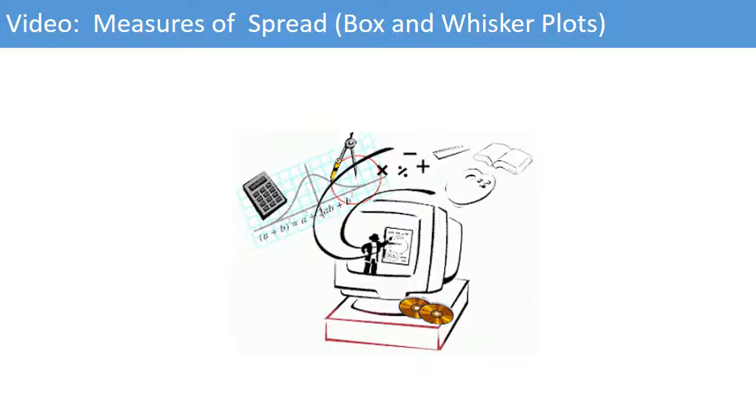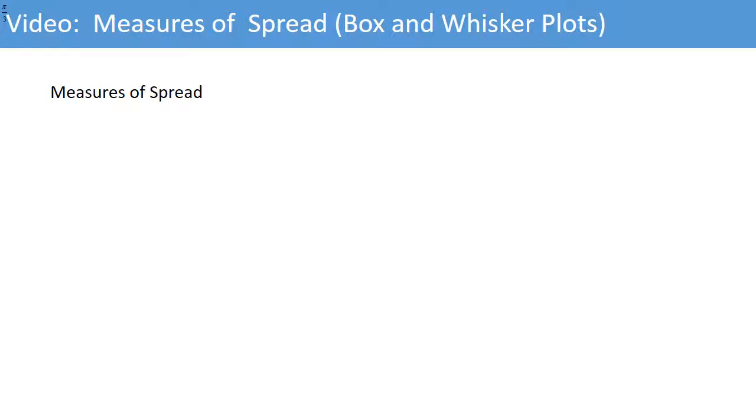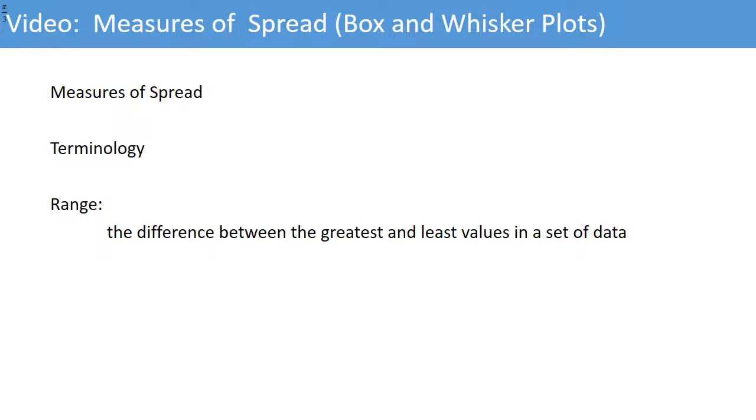Measures of spread, creating box and whisker plots. Measures of spread, terminology. The first thing you want to know is how to calculate the range. The range is the difference between the greatest and the least values in a set of data. The highest minus the lowest.